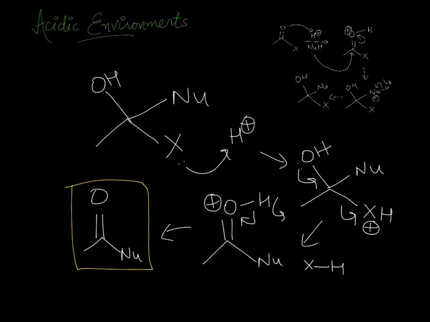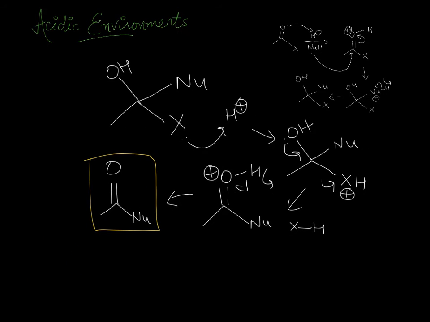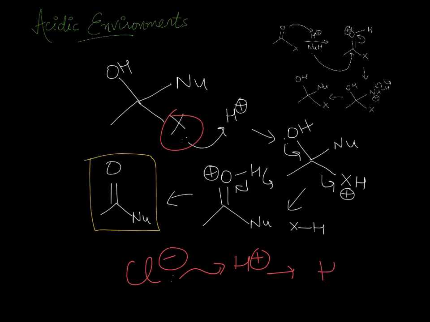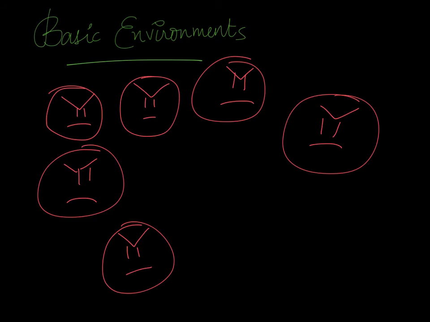But I do want to mention one exception to this rule, and that is chlorine. This is actually one example of a leaving group, such as an X group, that can actually leave with a negative charge even in an acidic environment. And that's because it's so large that it can actually stabilize this negative charge. But after leaving, it will go and attack a hydrogen to form HCl.